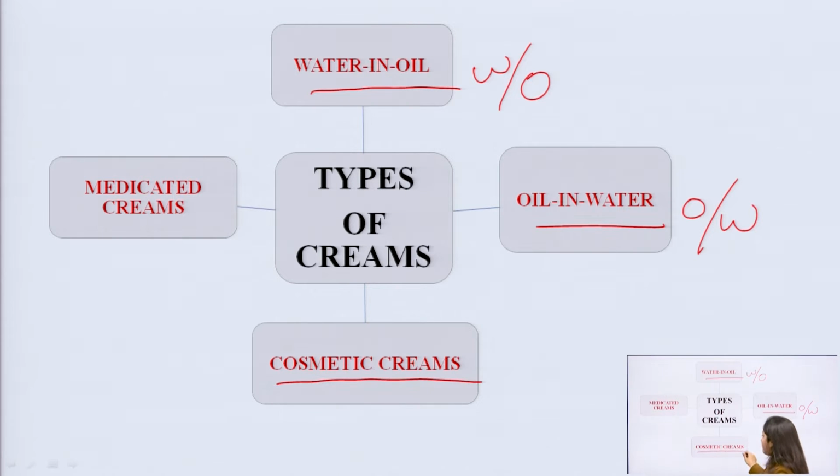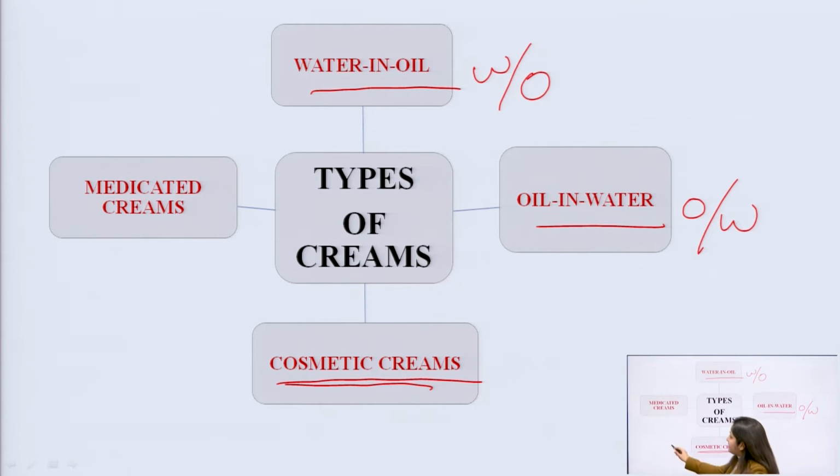Then next we have the cosmetic cream. Cosmetic cream can be used for any cosmetic function. Cosmetic function here means anything that imparts or enhances the beauty of any surface onto which it is applied. So, if we are using cream for that purpose, then we can say the cream used is a cosmetic cream.